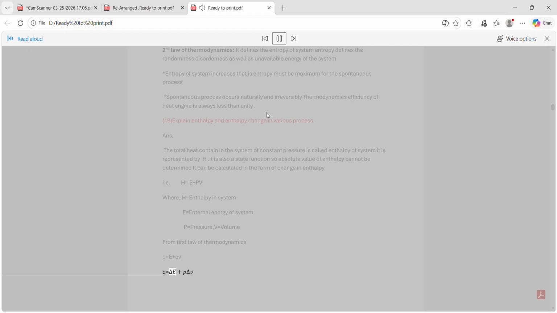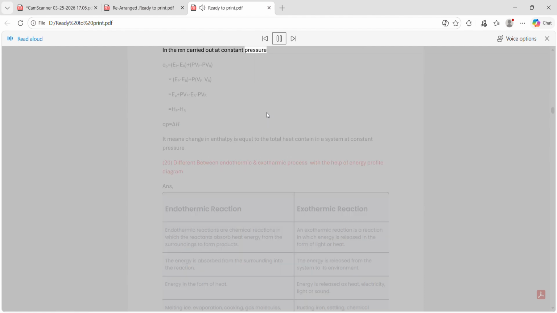In the reaction carried out at constant pressure, QP equals (EP minus ER) plus P(VP minus VR) equals (EP plus PVP) minus (ER plus PVR) equals HP minus HR. QP equals ΔH. It means the change in enthalpy is equal to the total heat contained in a system at constant pressure. 20. Difference between endothermic and exothermic process with the help of energy profile diagram.